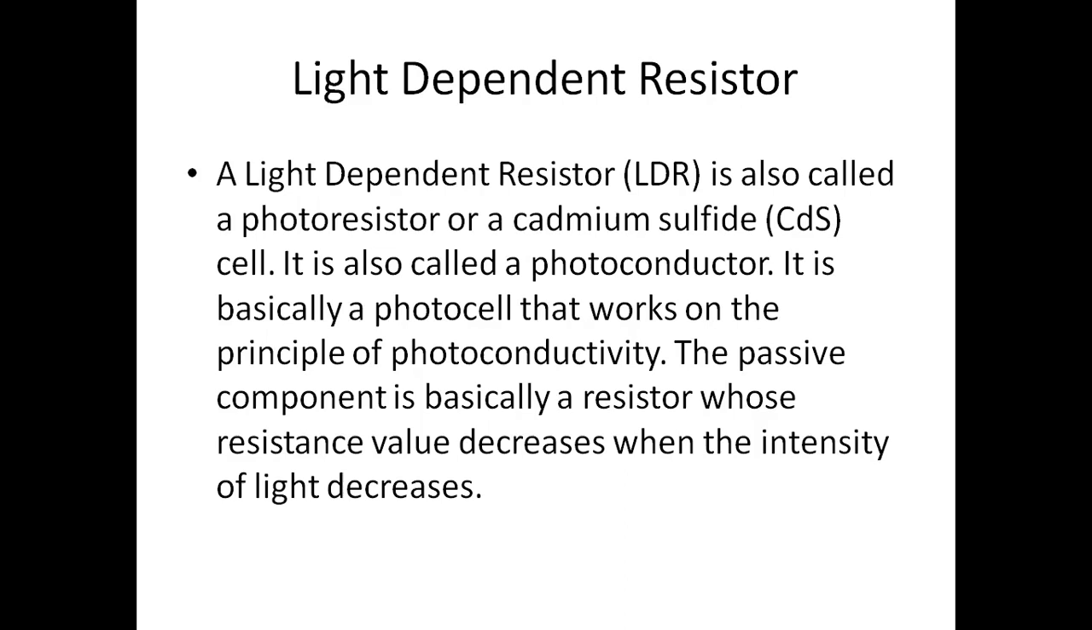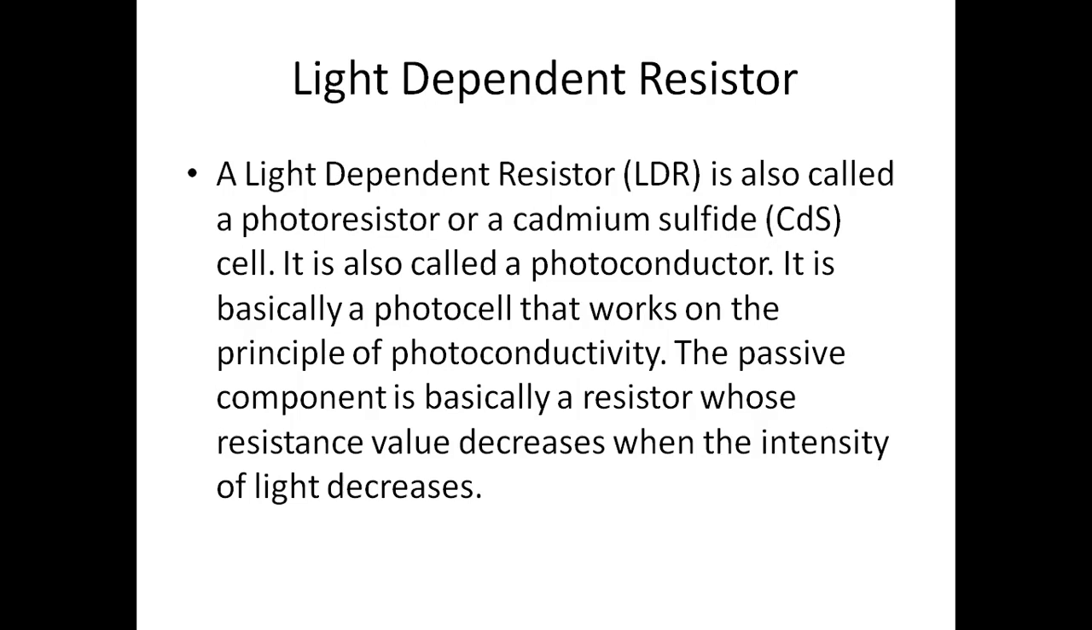So the next topic is about the light dependent resistor, that is the LDR, which is also called a photoresistor or a cadmium sulfide cell. It is also called a photoconductor. It is basically a photocell that works on the principle of photoconductivity. This passive component is a resistor whose resistance value decreases when the intensity of light increases. This optoelectronic device is mostly used in light-varying sensor circuits, and light and dark activated switching circuits.